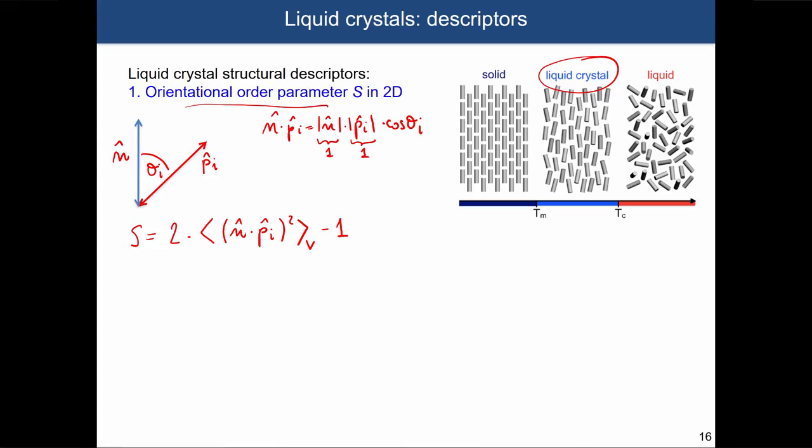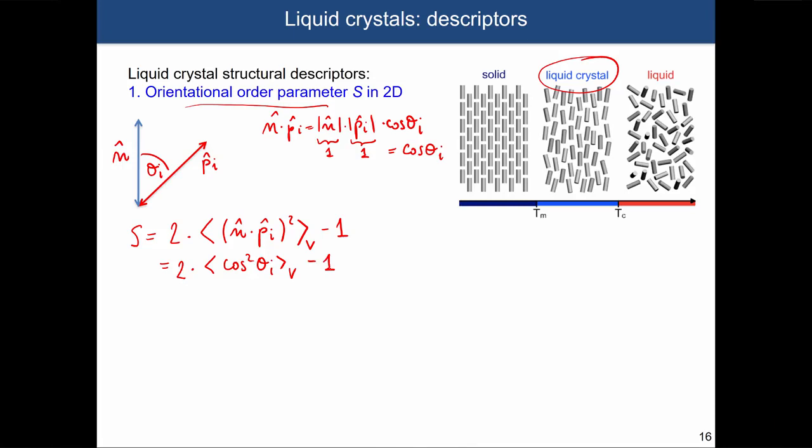So what is really relevant is simply the orientation. Their magnitude is equal to 1, and for that reason this results in cosine theta i. So then I have to calculate what this S is. It will be 2 times cosine squared of theta i, averaged over the volume, minus 1. And then I can calculate the average value for this cosine squared theta.